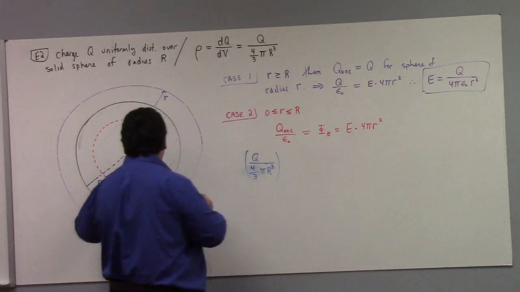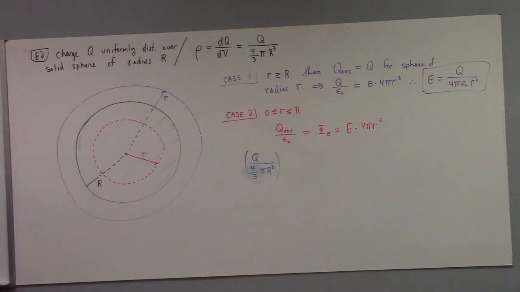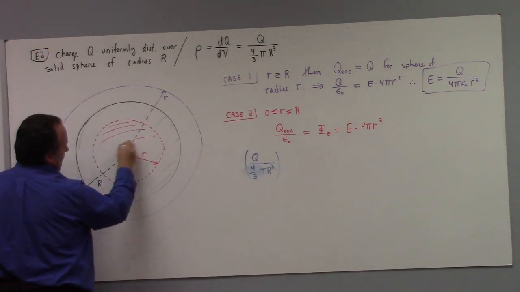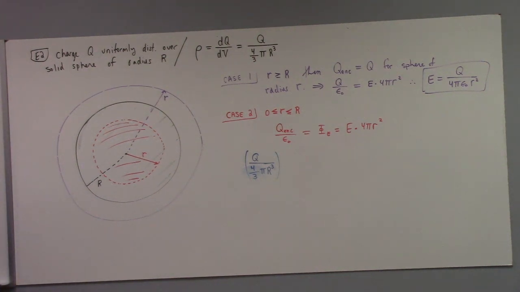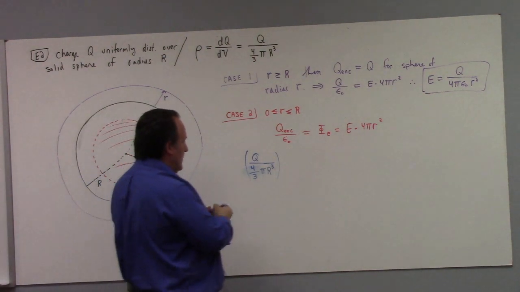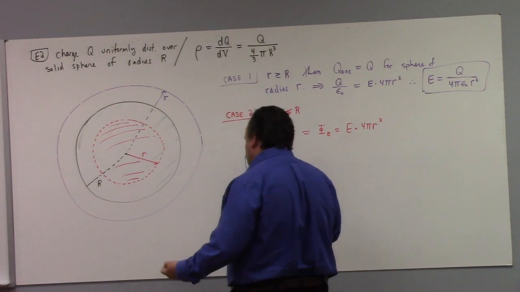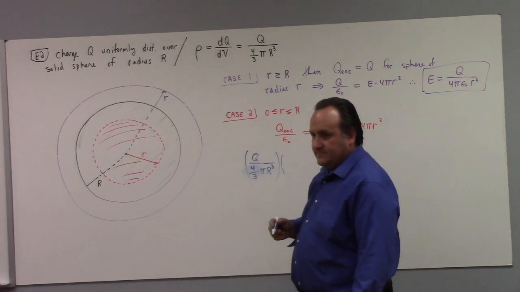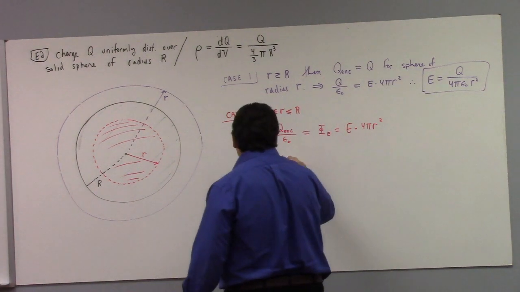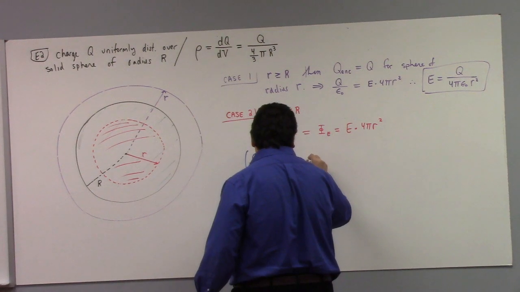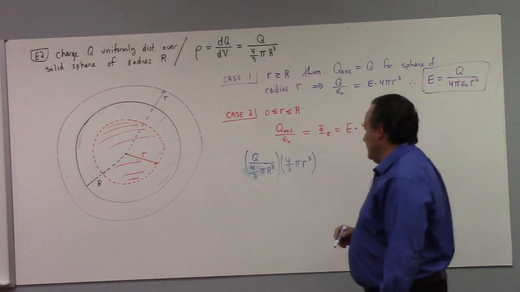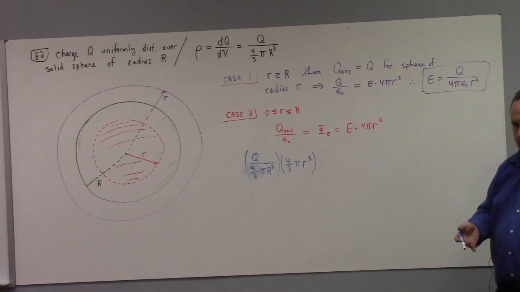What is the volume inside the red? What's the volume here? It involves little r. How about 4/3 pi little r cubed? So that is a formula for the charge enclosed.